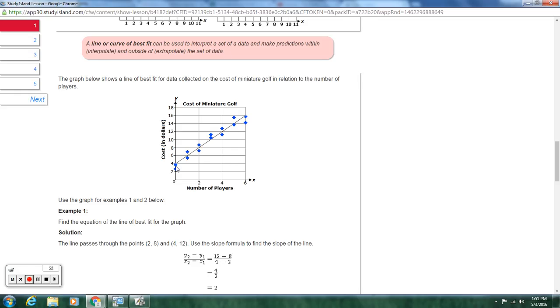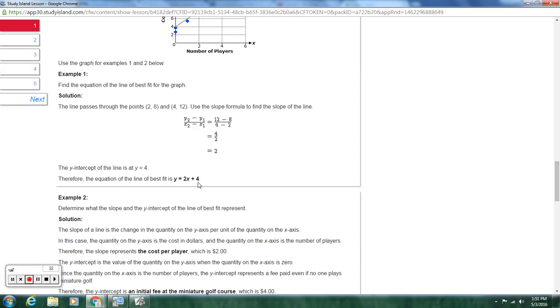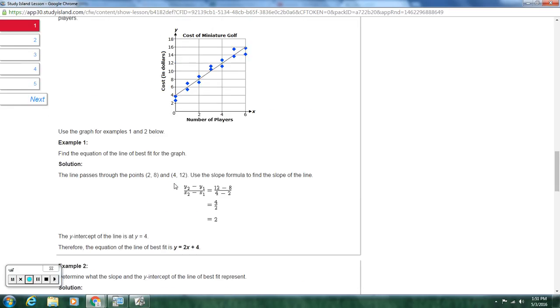Now this point right here, that point (0, 4), that's the y-intercept, where it crosses the y-axis, right? Which is where that number right there came from, 0.4. But what does that mean? What would it mean if I said explain the point (0, 4) in a sentence? In terms of number of players and cost, what does that point (0, 4) mean?